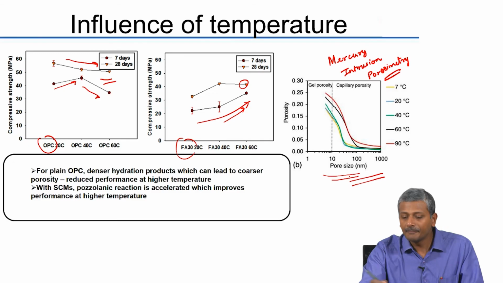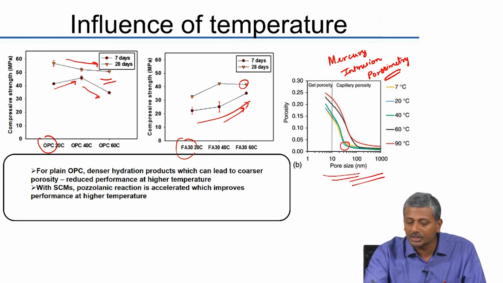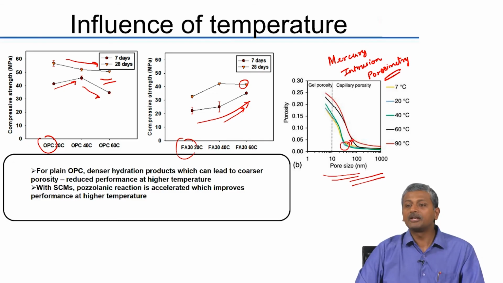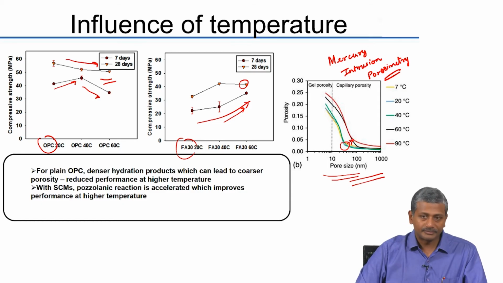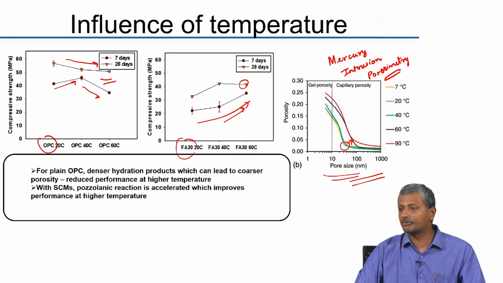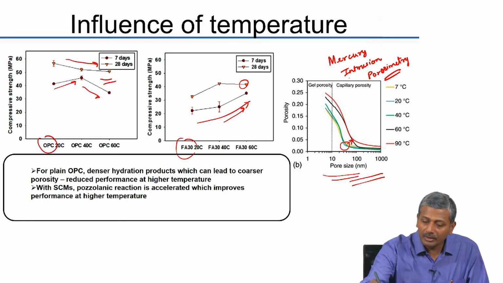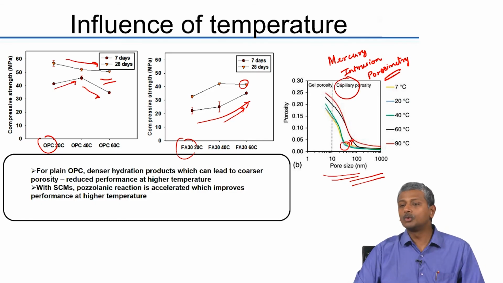So you see here that as I am increasing my temperature, what is happening to my pore sizes? They are getting larger and larger. So I am coarsening my porosity because of increase in temperature. Okay, so that is the most important aspect about OPC concrete which is exposed to high temperatures, is that it will end up having more capillary porosity when you do heat curing in the system.